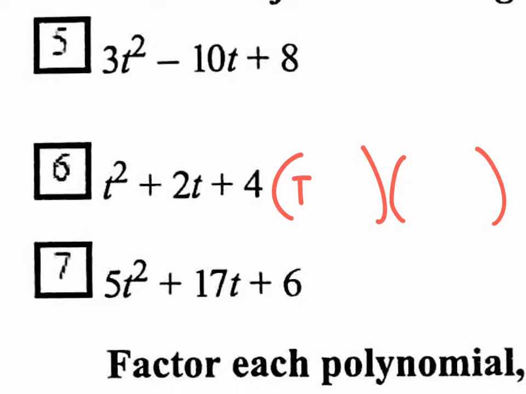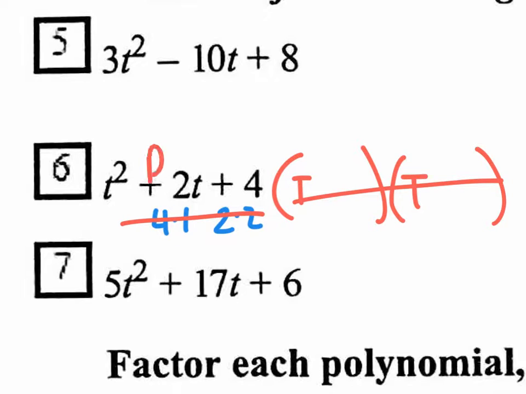A t right here and a t right there. And you simply think, what times what is 4 that if I add together is 2? Well, if you make a list of numbers, 4 times 1 is 4, or 2 times 2 is 4. Those are the only two possibilities. So which pair of numbers combines together to give you the middle value 2? Neither of them. So what does that mean? That this thing is not factorable, and we're going to write prime for number 6.